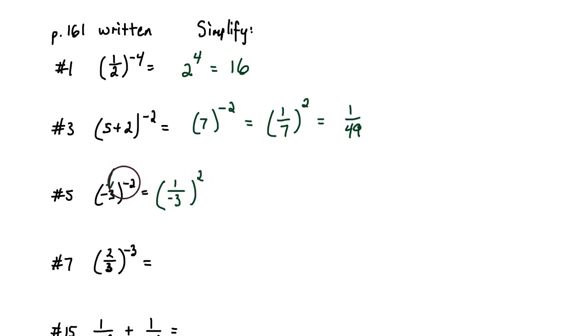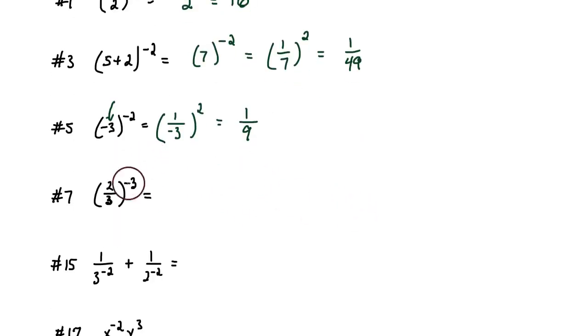I'm removing the negative exponent by creating a reciprocal. And that also changes my exponent into a positive exponent. 1 to the second power makes 1, and negative 3 to the second power makes 9.